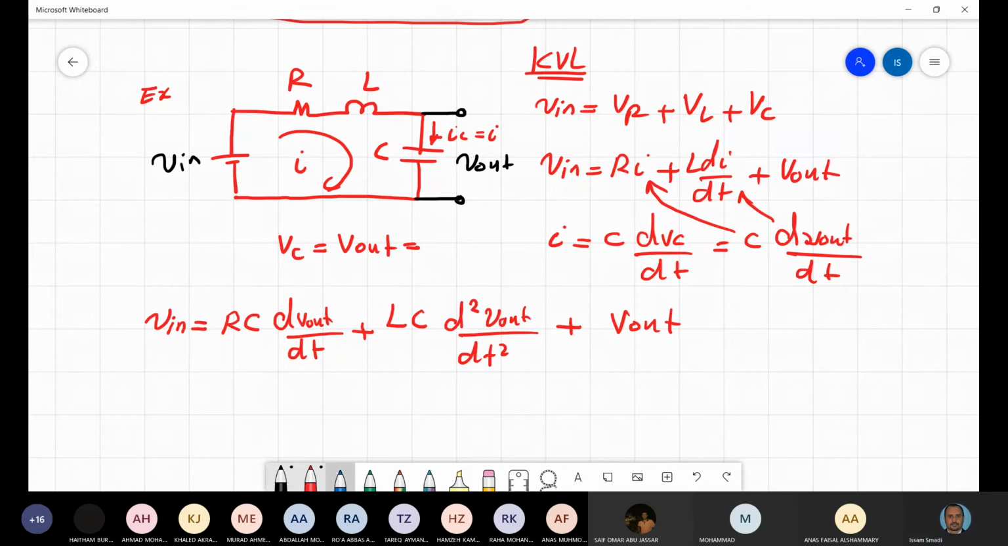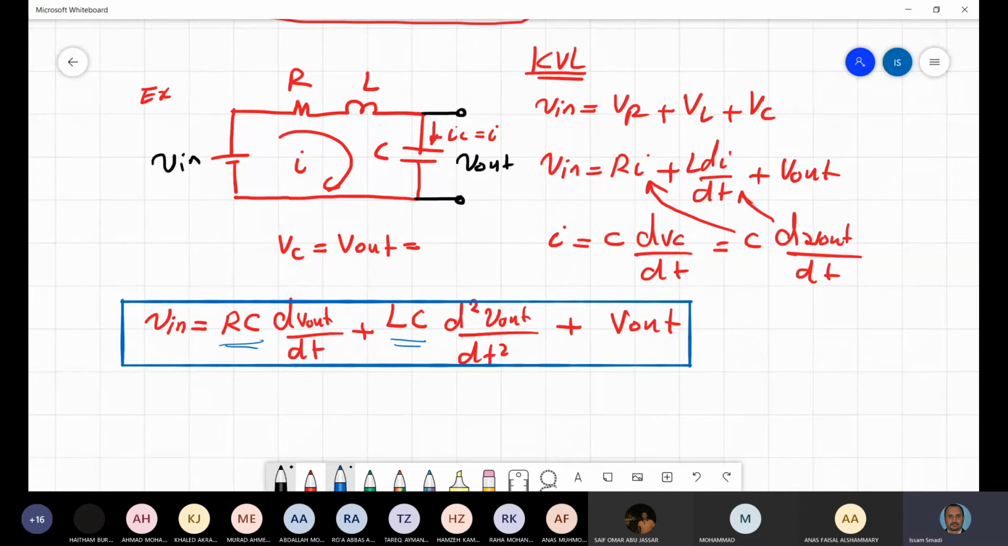Now, R, L, and C are constant or varying? Here I'm assuming they are constant, correct? Constant. So this is actually an ordinary differential equation. Now, this ordinary differential equation, what's the order of it? The order is the highest derivative, and here I'm having what? Second. So this is a second order ordinary differential equation, correct?